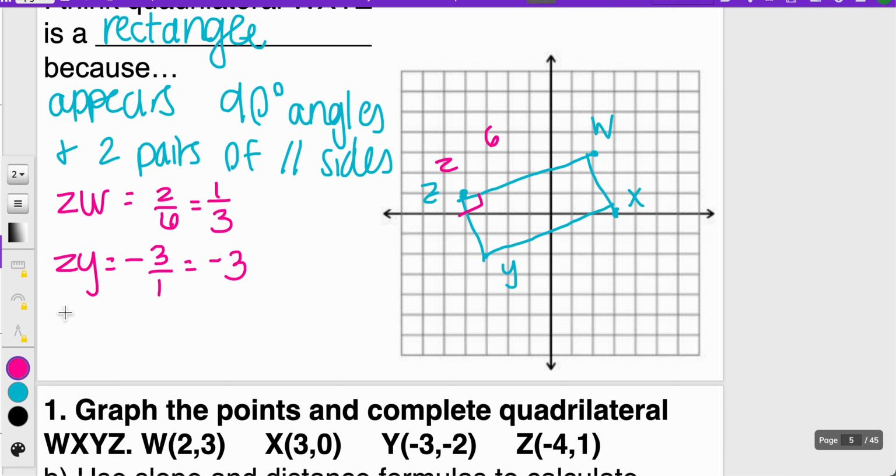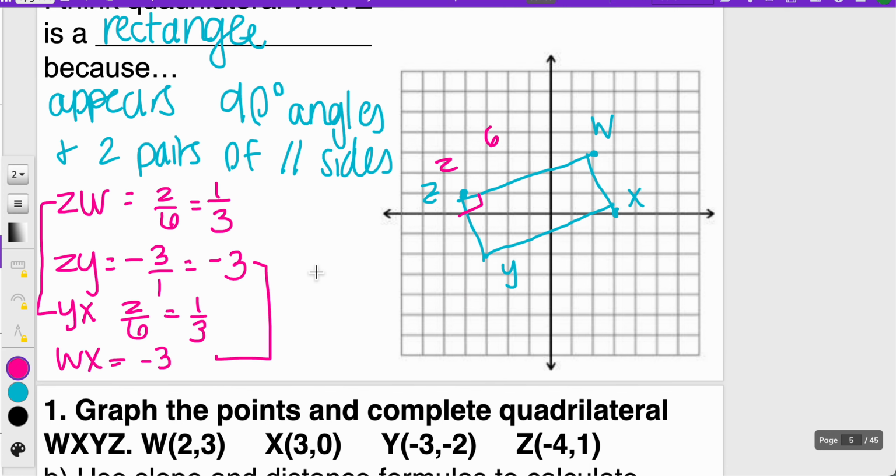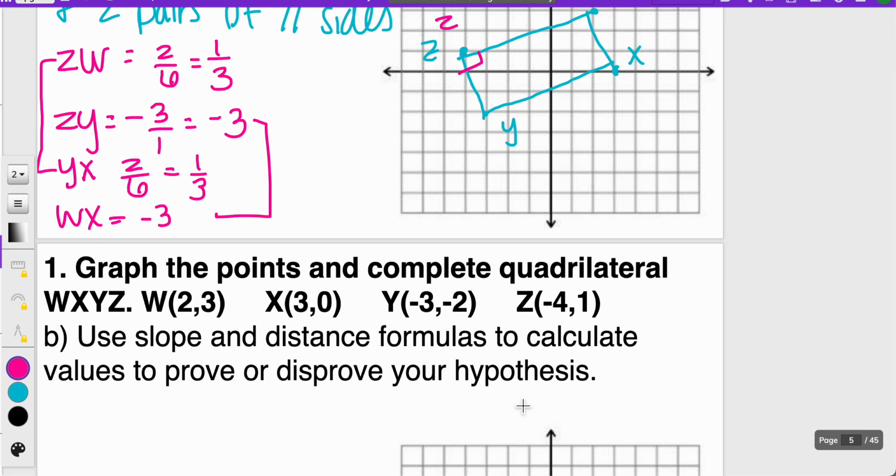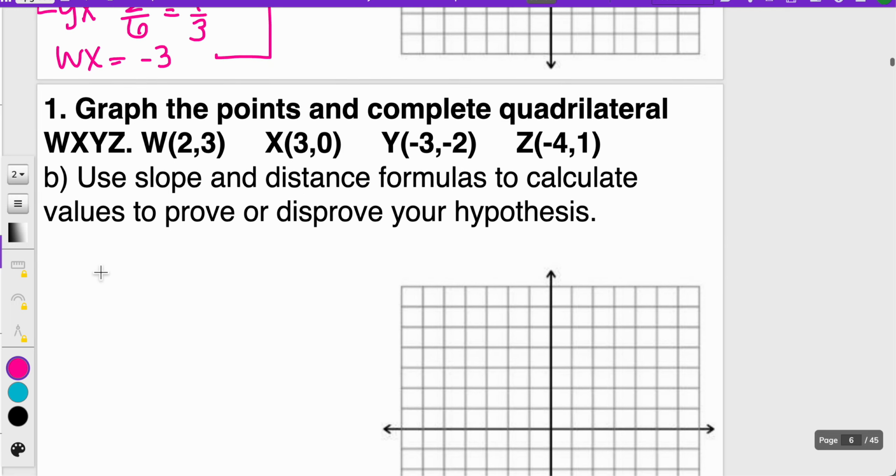And then just to double check, we've got YX is up 1, 2 over 1, 2, 3, 4, 5, 6, which is 1/3 again. So that means YX and ZW are parallel. And then WX is down 1, 2, 3 over 1. So again, that slope is parallel with this one. So I know that these are 90-degree angles. Now I just want to make sure that they have those parallel distances.